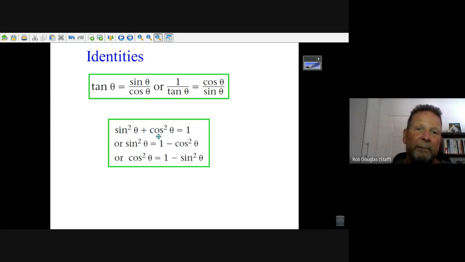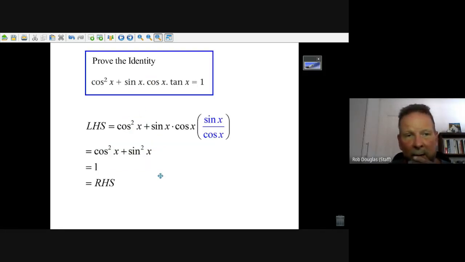Now, I've got one from the Platinum textbook, and they put in a revision. It's a pretty easy one, but it shows you how it works. You get a mark just for this. It says, prove this identity: cos squared x plus sine x times cos x times tan x equals 1. Well, if you see tan x, you can replace it with sine x over cos x. That's the big deal. That's all you do. Replace the tan x with sine x over cos x.